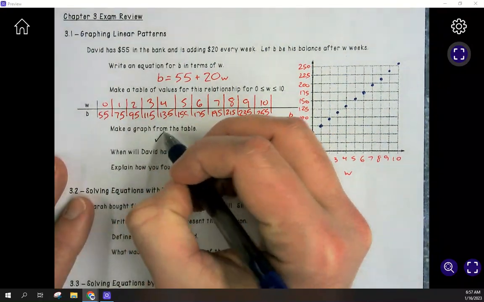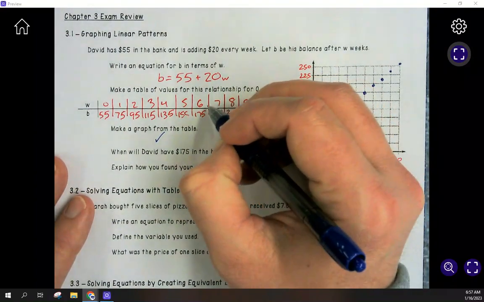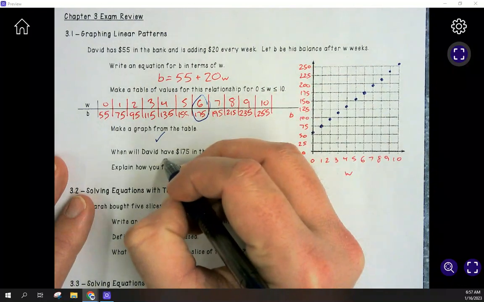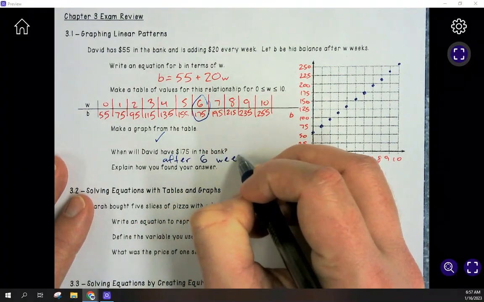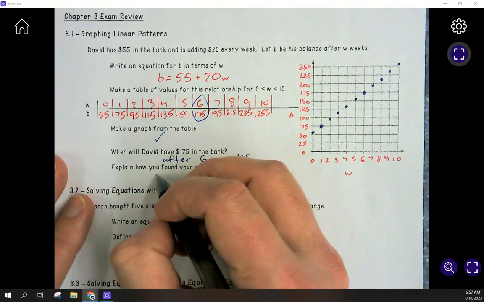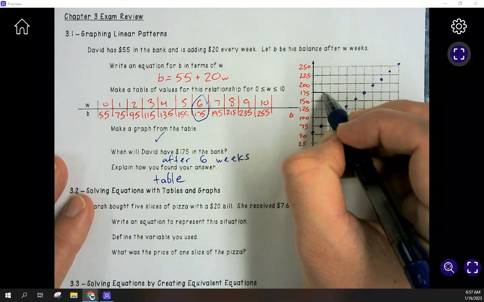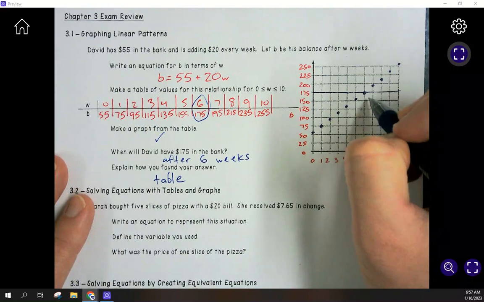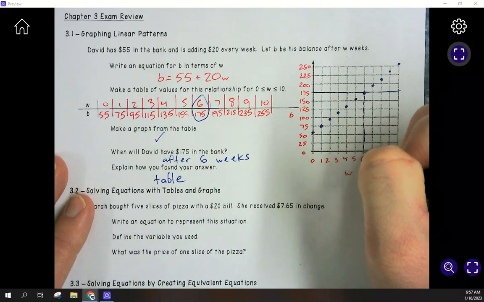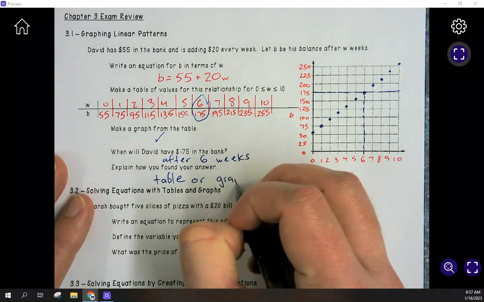All right, so we made a table from the graph. When will David have $175 in the bank? And so we're going to say after 6 weeks. Explain how you found your answer. Now I used the table, but you also could use the graph. You'd go to 175, work your way over, and you would see that that is going to hit right there at 6 weeks. So table or graph can be used.